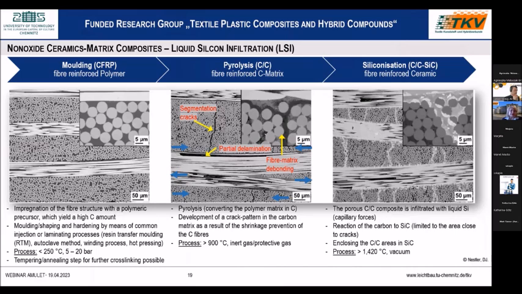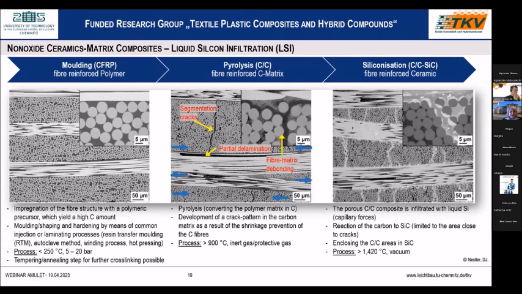The production is realized in a number of manual production steps, which lead to high production costs and results which are difficult to reproduce. During the next step, the matrix polymer is transformed into a carbon matrix by means of pyrolysis. However, during this process, a lot of cracks form within the matrix caused by the matrix shrinkage. The result is a porous C/C composite. This means I have a carbon fiber in a carbon matrix.